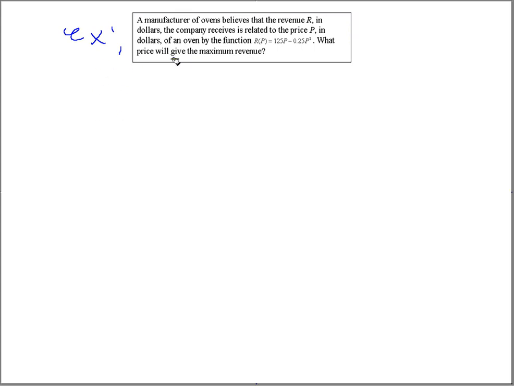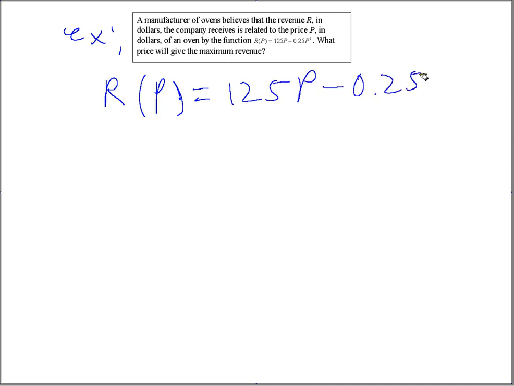Alright, let's take a look at this application problem. A manufacturer of ovens believes that the revenue R in dollars the company receives is related to the price P in dollars of an oven by this function. Again, let me write this function out in case you can't quite see it. R is revenue, P is the price of the oven. R of P is equal to 125P minus 0.25P squared. What price will give the maximum revenue?